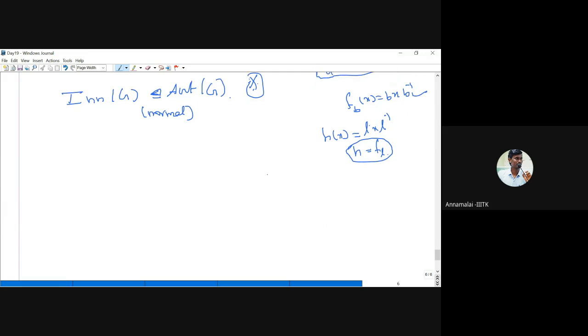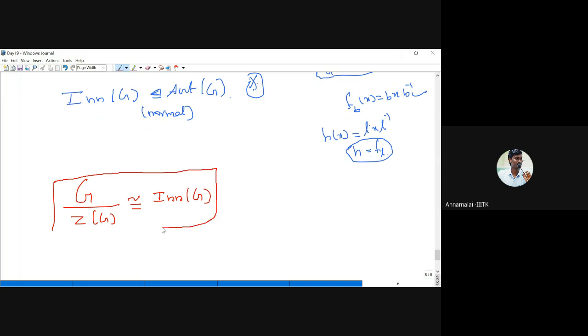Now the important thing, the quotient of G by the center of the group Z of G is isomorphic to this inner automorphism of G. So it's a very important result. Sometimes they will ask the number of inner automorphisms. Since these are isomorphic, the cardinality of this is equal to the cardinality of this. Yes, any doubt?